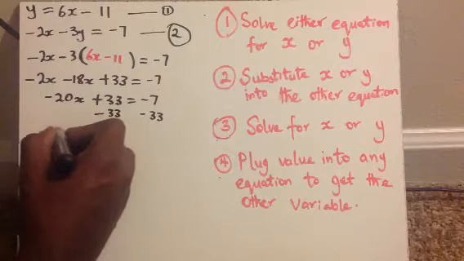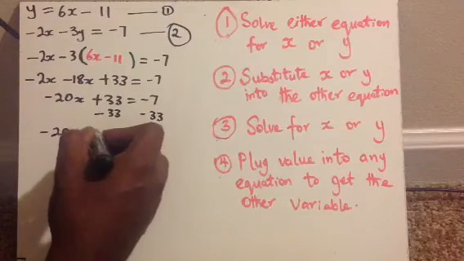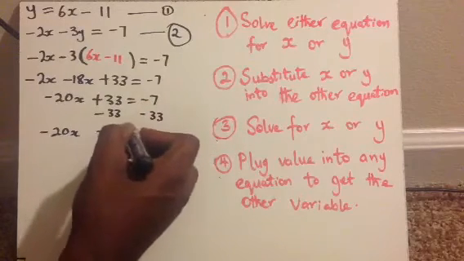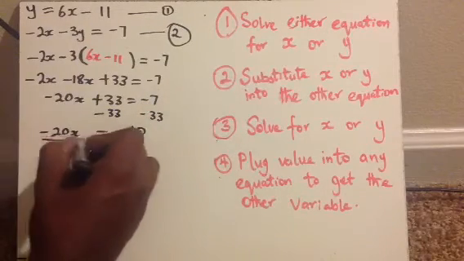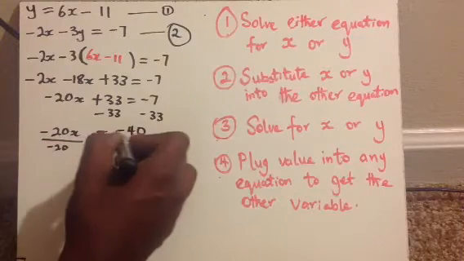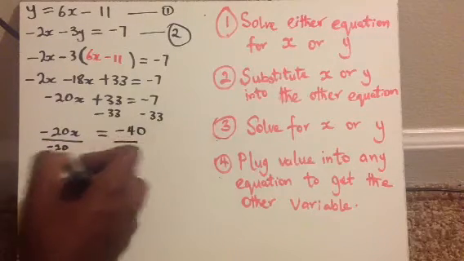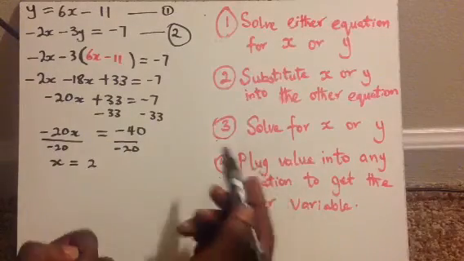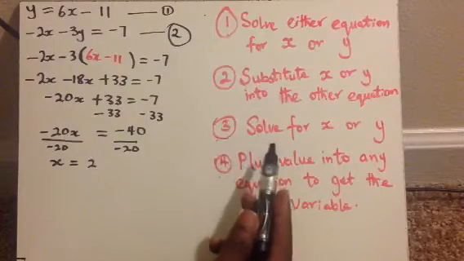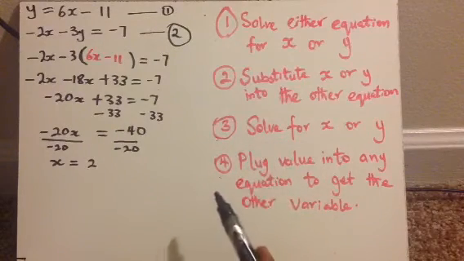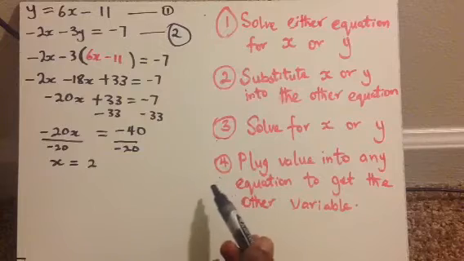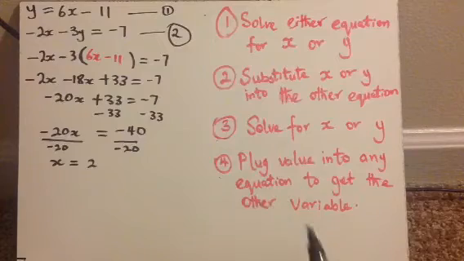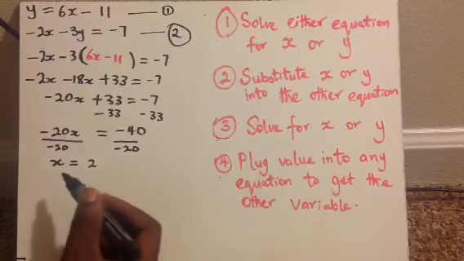So we have minus 20x equals minus 7 minus 33 will be a minus 40. Then we divide both sides by minus 20. So x will be equal to a positive 2. So the third condition has been met. We'll solve for x. So now the fourth and final step says plug value into any equation to get the other variable. So we have the value of x is 2.